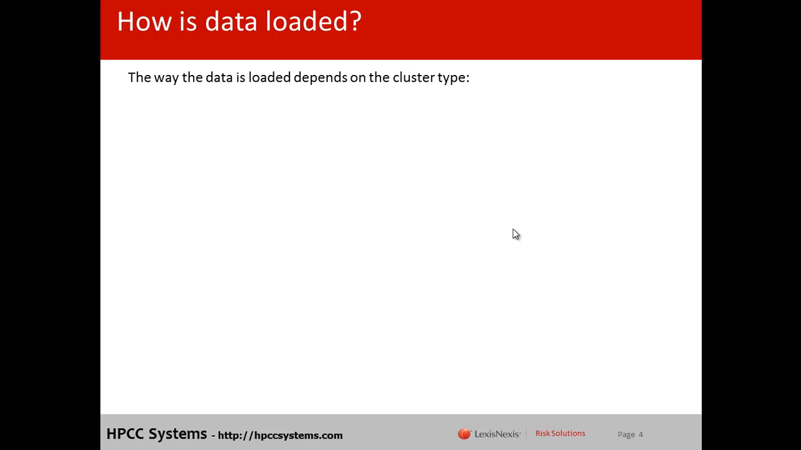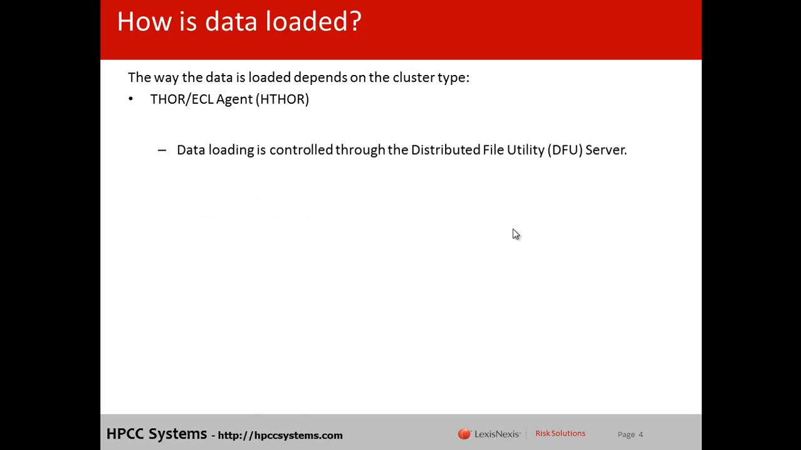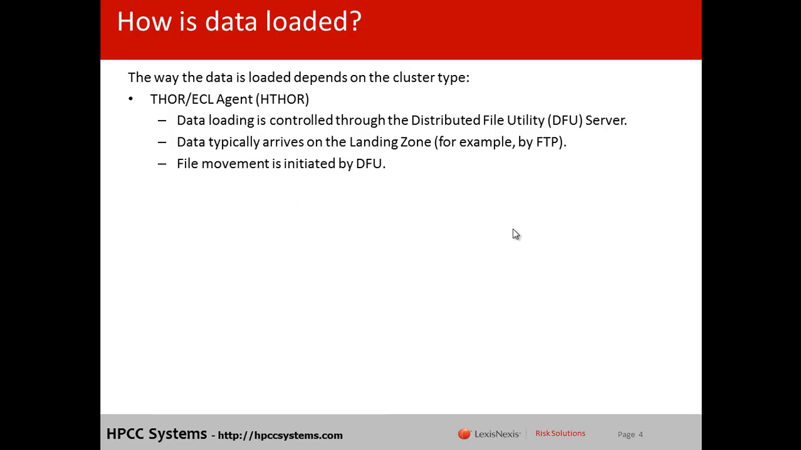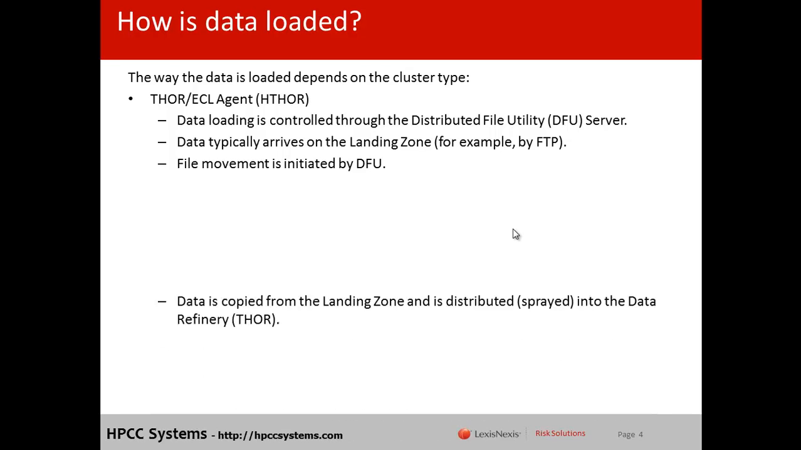Now, how's data loaded on the THOR cluster and the ROXIE cluster? And the difference is very great. First of all, in THOR, this is where all the data processing happens, the data crunching, the data linking, the data fusion. The loading is controlled through a special server called the distributed file utility. It typically arrives on a landing zone, or you might hear the term drop zone, through a variety of transfers, either by direct copy or remote copy, or through file transfer protocol, FTP. The file movement is started by the DFU, the distributed file utility.